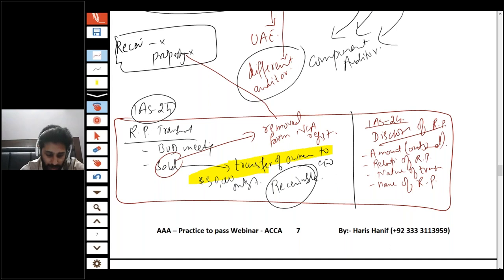I'm taking the questions right now. Do we need to verify the profit or loss on the disposal? It might be possible. You can verify this profit or loss on the disposal. But first of all, you need to verify the fair value of the property, right?